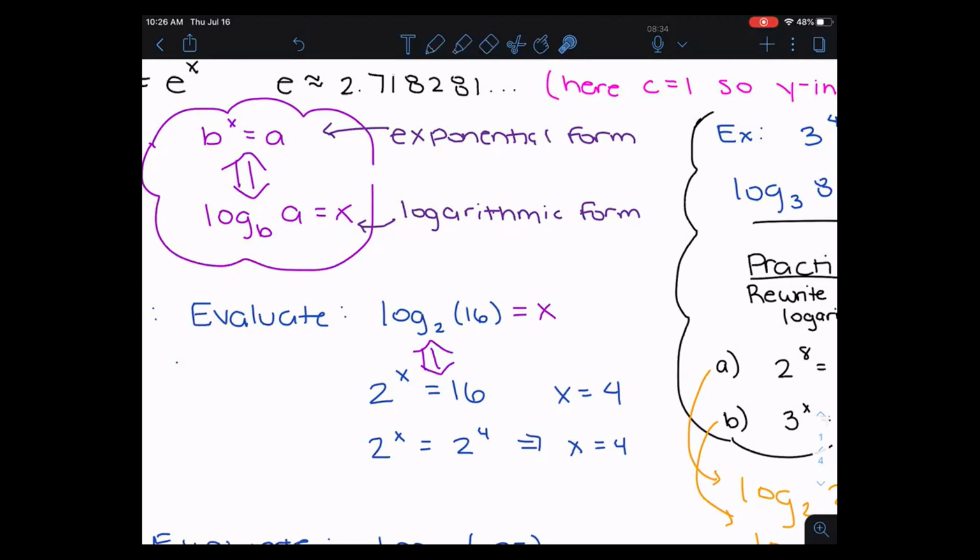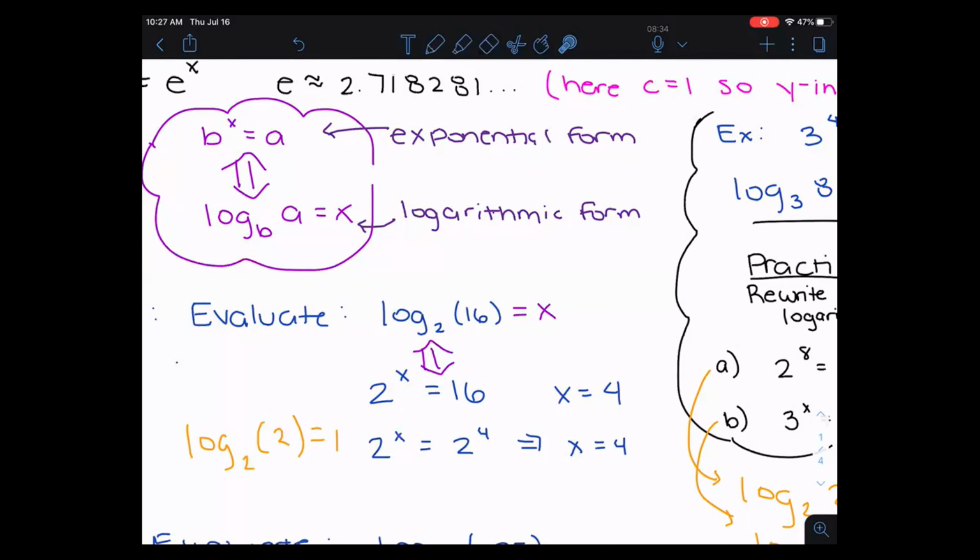If you have a log 2 to the base of 2. Log base 2 of 2. Oh yes, this is 1, yes. So log base 2 of 2 is equal to 1.